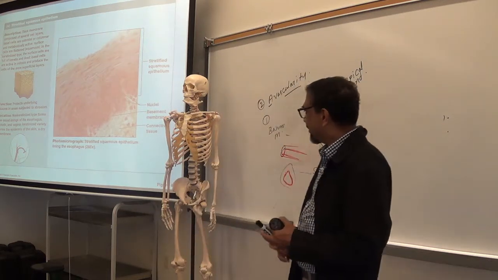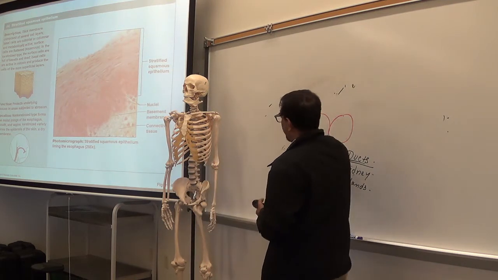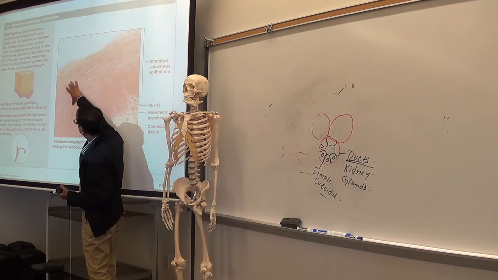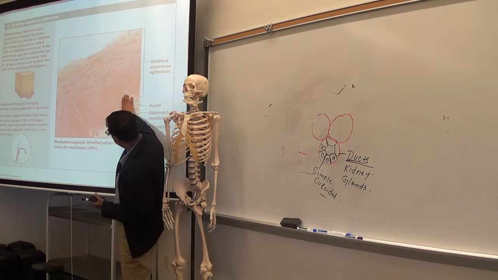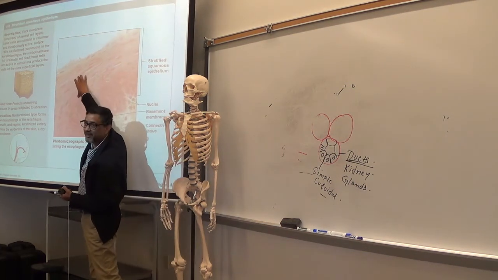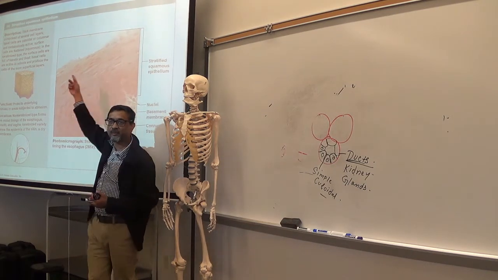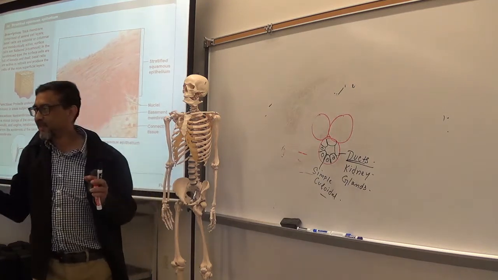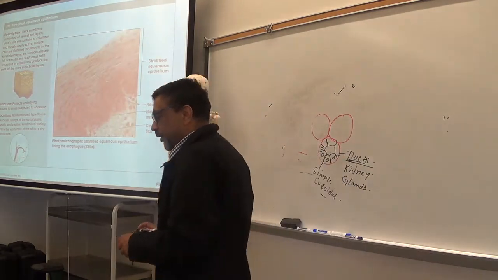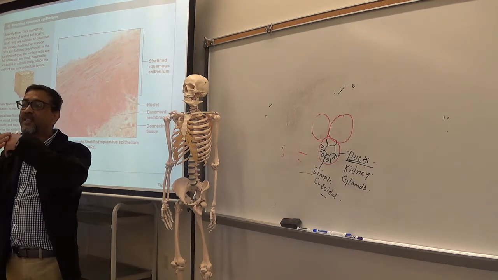Stratified squamous, many layers of flat cells. Now, when you see the stratified squamous, you look at this part, not here. Here, these are the stem cells, so they look different, okay? We are looking at this part. Many flat cells, many layers, right, of flat cells. That means stratified squamous. Stratified squamous is found in those areas where you need protection. The chance of friction is high.